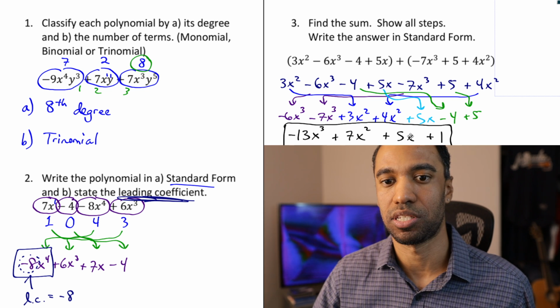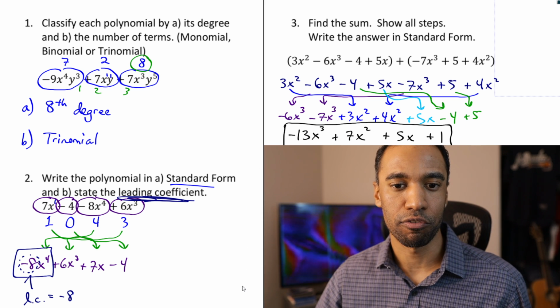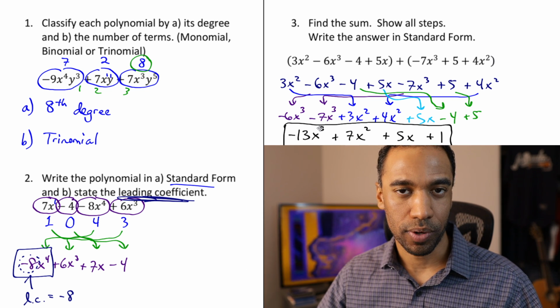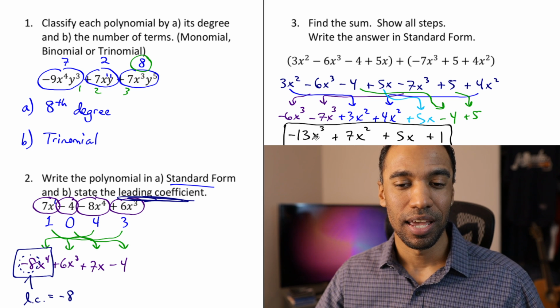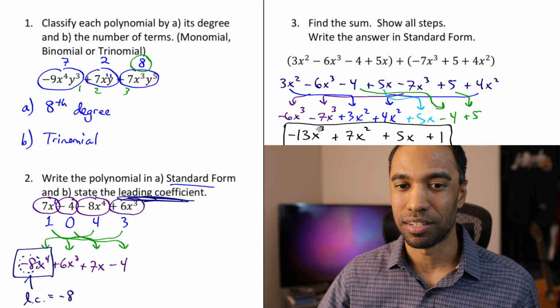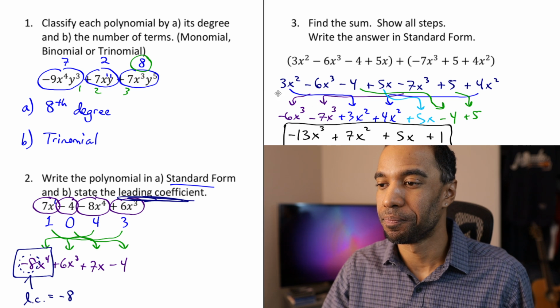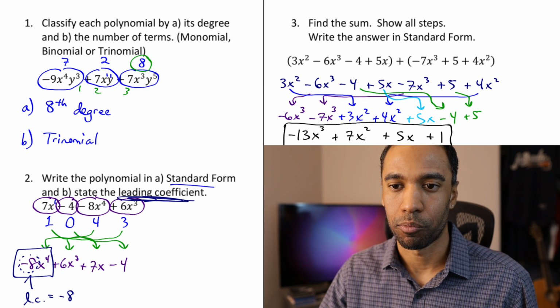Negative 13x cubed plus 7x squared plus 5x plus 1 in standard form. This is a third degree quadrinomial, 4 terms. The leading term is negative 13, and the degree of the polynomial, like I said, is 3. Not that you had to answer those, but I'm rehashing those.